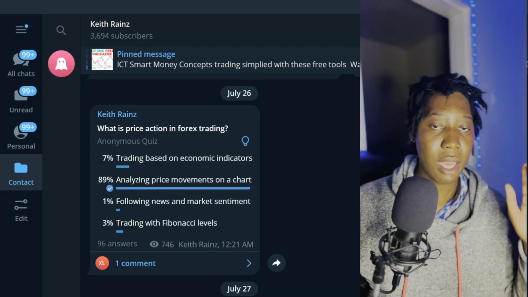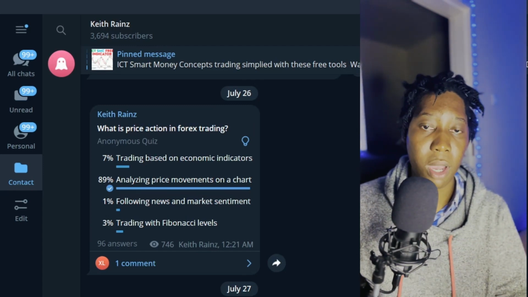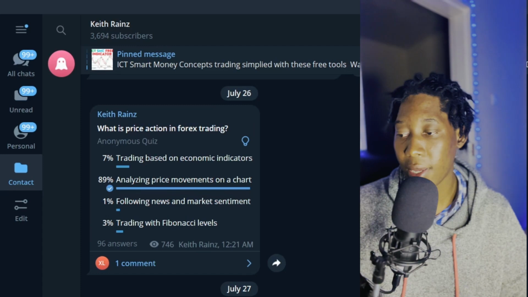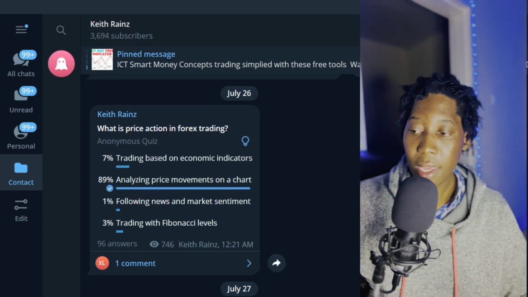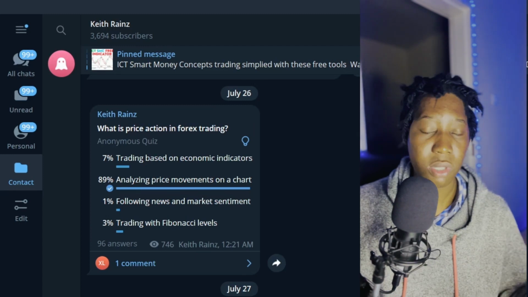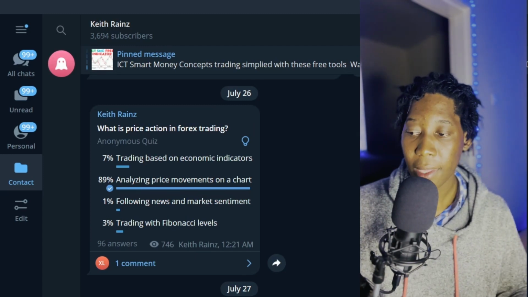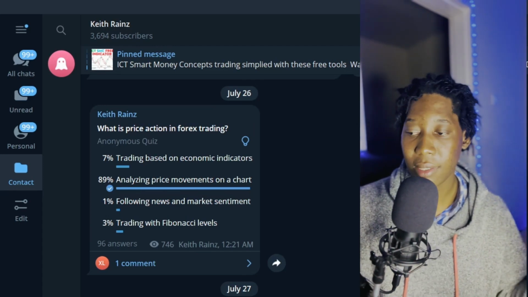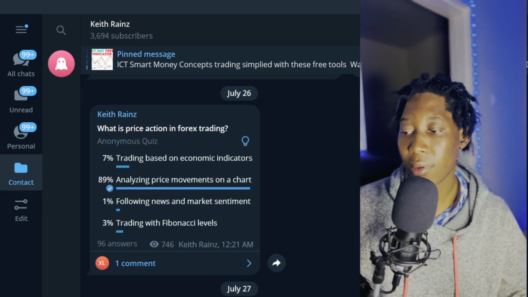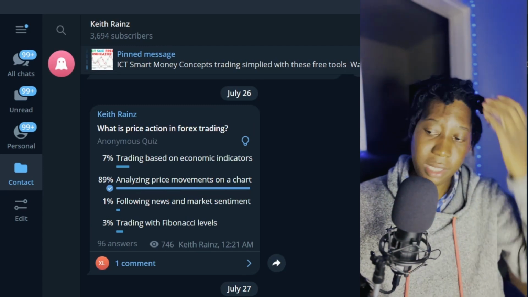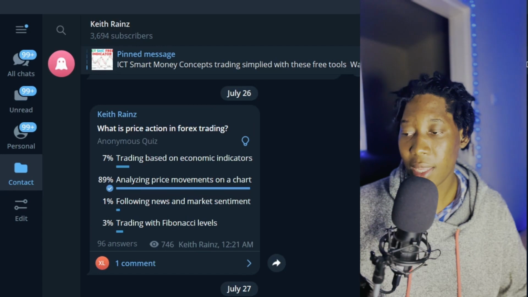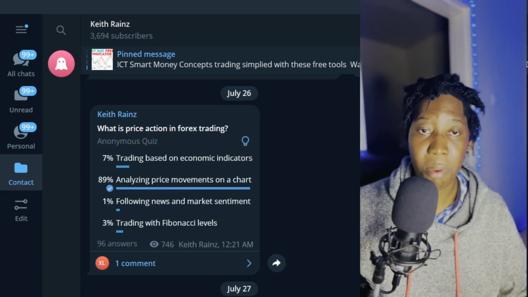But when it comes to indicators, based on the previous data, they show you what will happen in the future. When it comes to price action, you're actually trading where price is actually going. If it's an uptrend, you're buying, and you're not selling in an uptrend. So B, the second answer here, studying the movement on the chart, is correct. Following news and market sentiment, no, that's sentiment analysis or fundamental analysis. Trading with Fibonacci levels, this may be an answer, but it does not qualify. B, the second answer, qualifies more. Trading on economic indicators, not really. So B is the perfect answer.